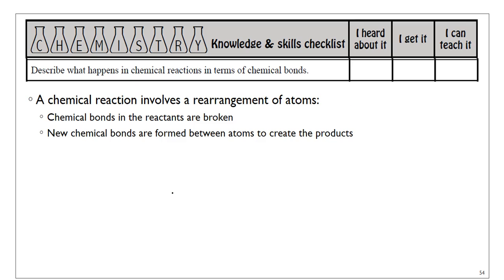The next dot point is to describe what happens in a chemical reaction in terms of chemical bonds. So I'm just having a description of what that means here. A chemical reaction involves a rearrangement of atoms. That is one way to define a chemical reaction. And there are two things that happen when it comes to chemical bonds. The first thing is some chemical bonds in the reactants must be broken, and then new chemical bonds are formed to create products. So I'm just going to show you an example.